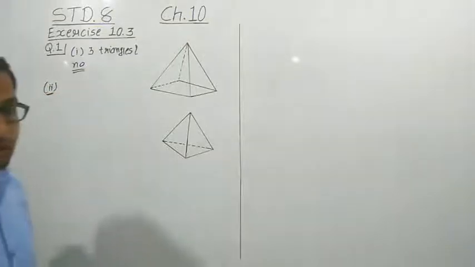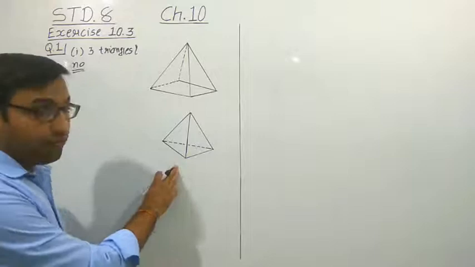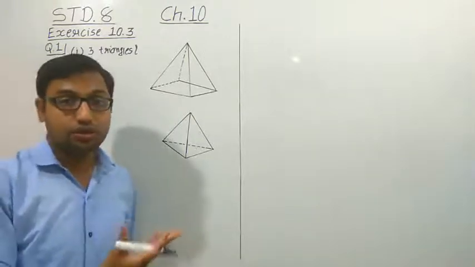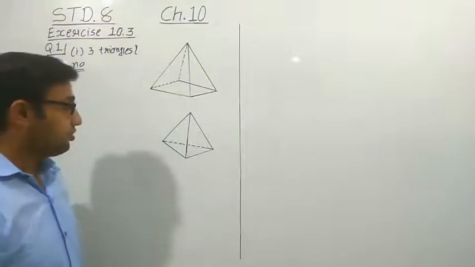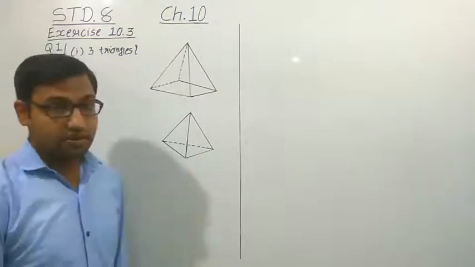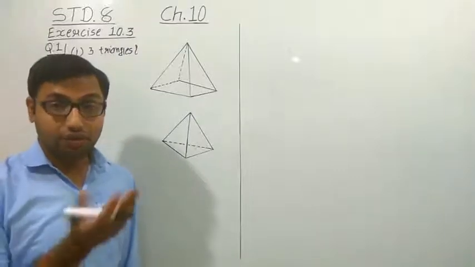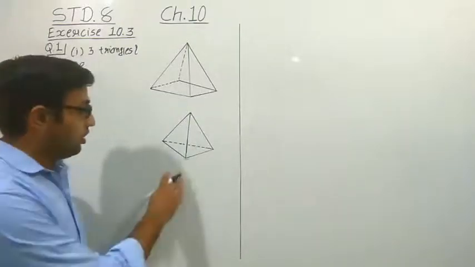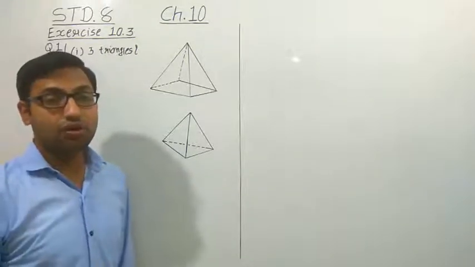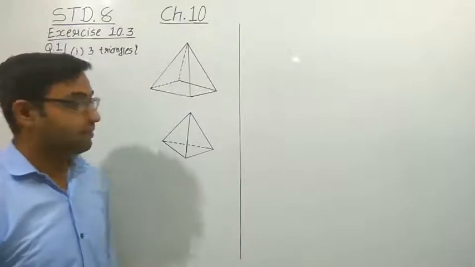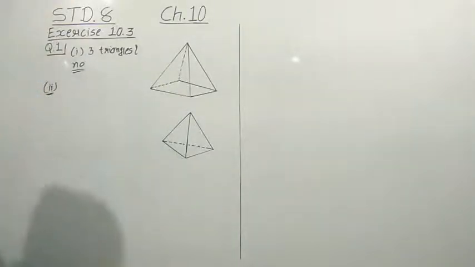Second thing, can you think that it is possible to make this kind of solid shape which has only two or three triangular faces? It is not possible, because to make the base we at least require three sides, right? And that three sides, if we draw, will become a triangle. So this is the triangular pyramid which has four faces which are triangles, right? So for the first question, the answer is no.